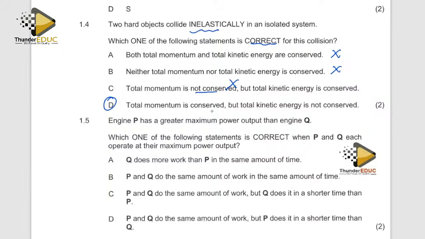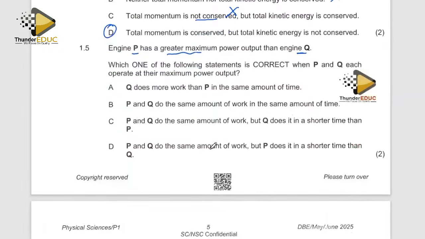Then 1.5, we have an engine P, which has a greater maximum power output than engine Q. Which of the following is correct when P and Q operate at their maximum output? Now, the fact that P has a greater maximum power simply means that it can finish the work within the shortest time possible, for as long as the work to be done is basically the same, okay? So if the work done is not the same, it means that P can do greater work compared to Q if the time varies. Okay, so they're telling us Q does more work than P in the same time. Q has a smaller output, so it cannot be.